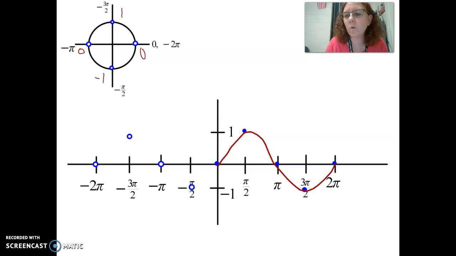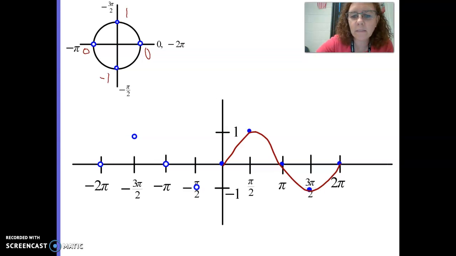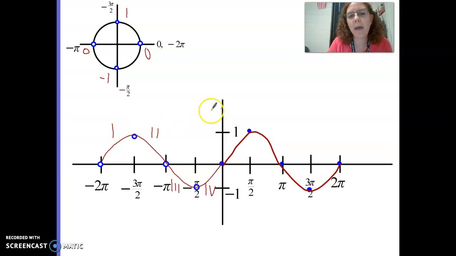Just like before, if I connect those points, what I'm going to get is another rotation of the sine curve. You can see that this one looks exactly like that one. It's just that this one is in the negative part. So this is quadrant 4, 3, 2, and 1. I'm moving backwards on the unit circle. Now let's take those ideas and look at some key features.